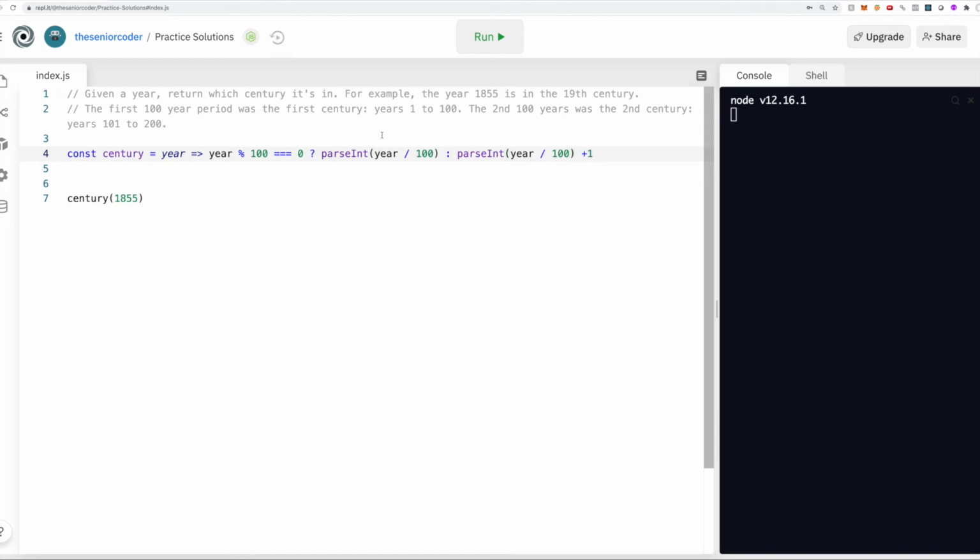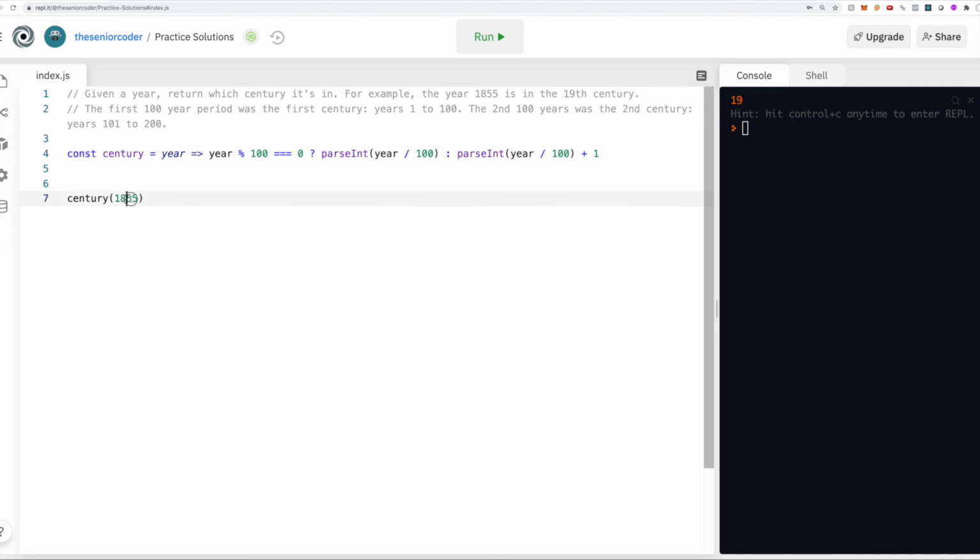Let's make sure that works right, and we can explain how that works. If we put 1855, that is part of the 19th century. That did not fall into the first part of our ternary operator. It fell into the second part because it was not evenly divisible by 100. So it took the year, 1855, divided by 100, which is 18.55, but since it returns an integer, it just gave us 18. Then we had to add 1 to make sure it was in the right century.